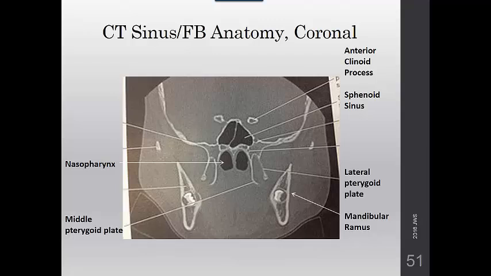This is a coronal view of the sinuses starting just posterior to the maxillary sinus and is in fact cutting into the posterior wall of the maxillary sinus. Below the sphenoid sinus is the nasopharynx area and the lateral and medial pterygoid plates, which make up the posterior wall of the maxillary sinus. We also see the mandibular rami coming into view, and there's a tooth in each one in this slice, here and here.